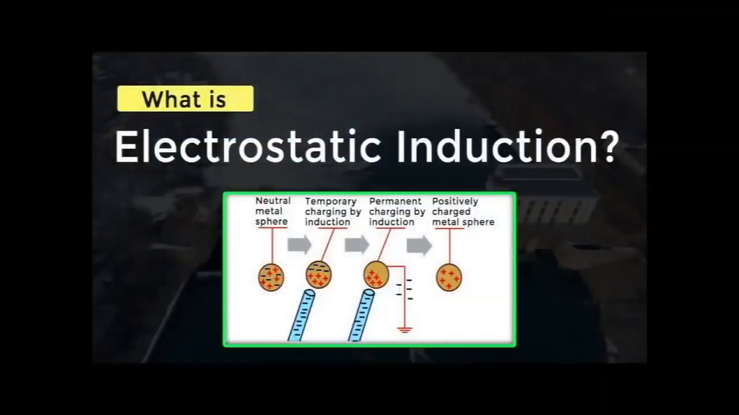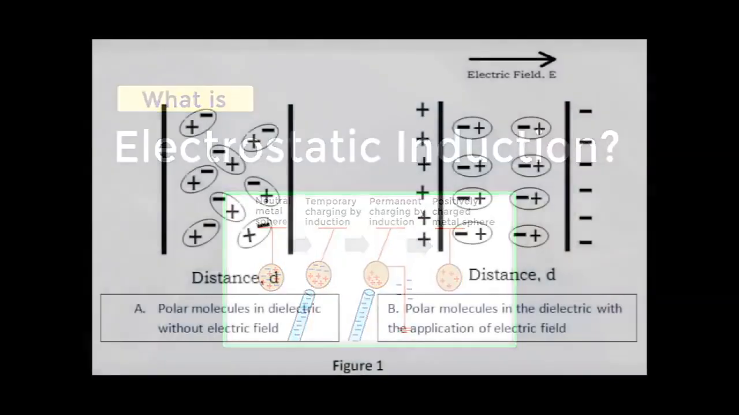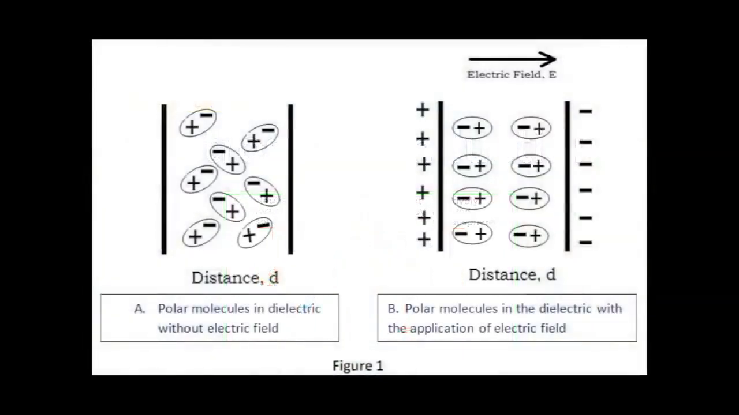For this topic, we will first look at polarization through electrostatic induction. Electrostatic induction is a phenomenon where the positive and negative static charges on matter are slightly separated or polarized due to the electrostatic charge of its surrounding area.